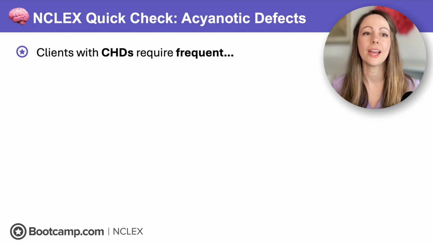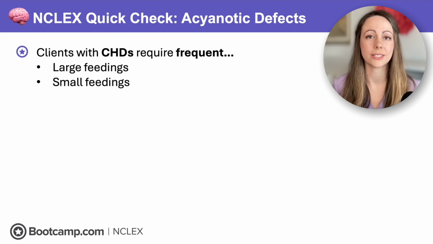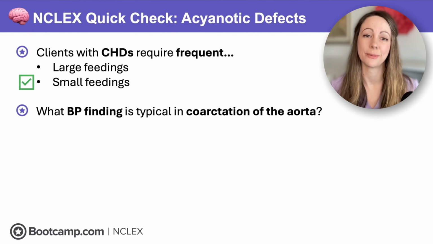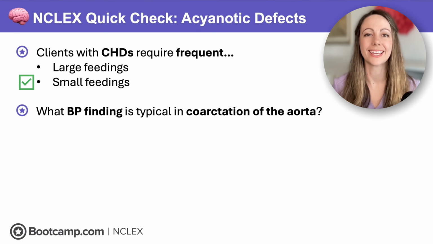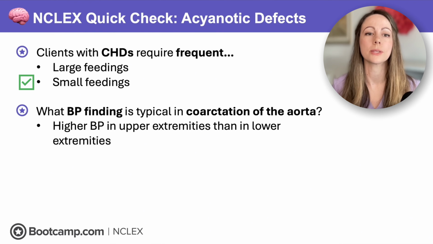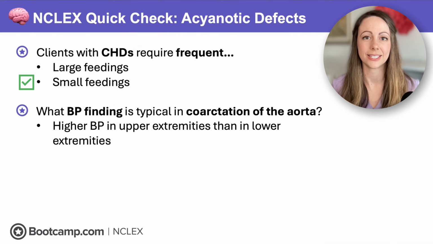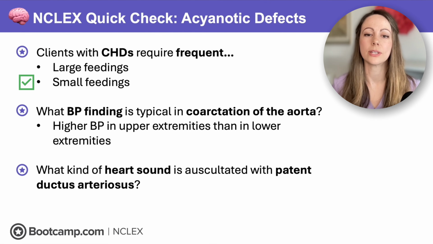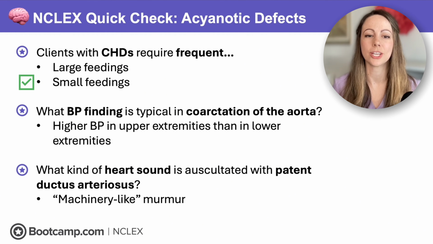Next NCLEX quick check, clients with congenital heart defects require frequent, large feedings or small feedings. Well, remember, we don't want to give a large feeding that can increase oxygen demand and exertion on that heart, so we want to give small, frequent feedings. What blood pressure finding is typical in coarctation of the aorta? Well, think of that kinked garden hose. Remember, the pressure builds proximal to that defect, so it's higher in the upper extremities and it's lower in the lower extremities distal to the defect. Then what kind of heart sound is auscultated for patent ductus arteriosus? Remember, that's that continuous machinery-like murmur.